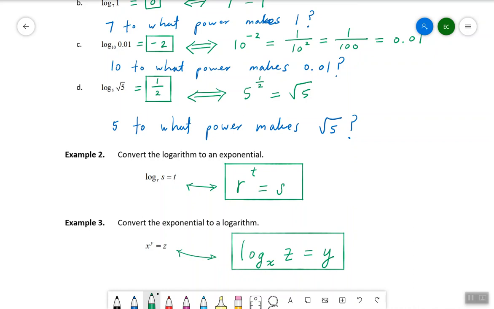That's enough for now. In the next video, we'll learn how to solve some basic logarithmic equations.